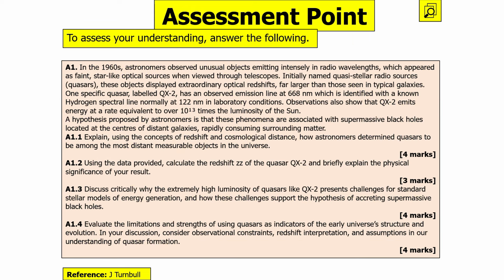In the 1960s, astronomers observed unusual objects emitting intensely in the radio wavelengths, which appeared as faint star-like optical sources when viewed through telescopes. Initially named quasi-stellar radio sources, these objects displayed extraordinary optical redshifts far larger than those seen in typical galaxies. One specific quasar, labelled QX2, has an observed emission line at 668 nanometers, which is identified with a known hydrogen spectral line at normally 122 nanometers in laboratory conditions.